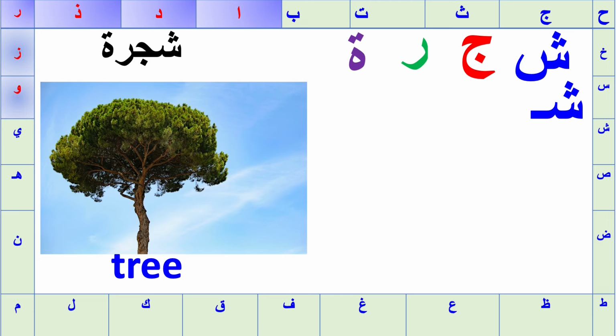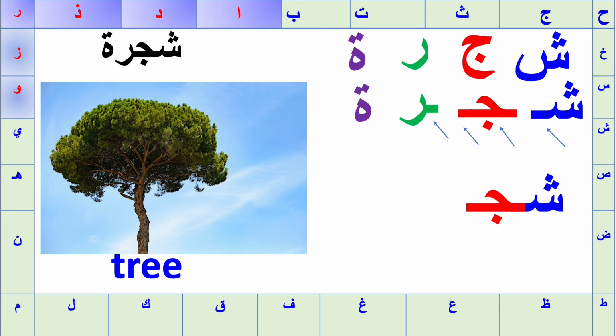The sh will connect with the j, so there is an extension at the end of the sh, and the same thing for the j. It can extend a little bit at the beginning so that it can join with the sh. The ra is a letter that can only connect with a letter to the right hand side. Finally we have the t or ta marbuta. Shajara.